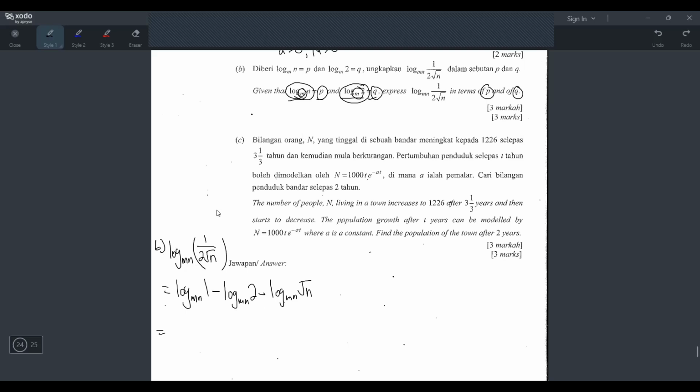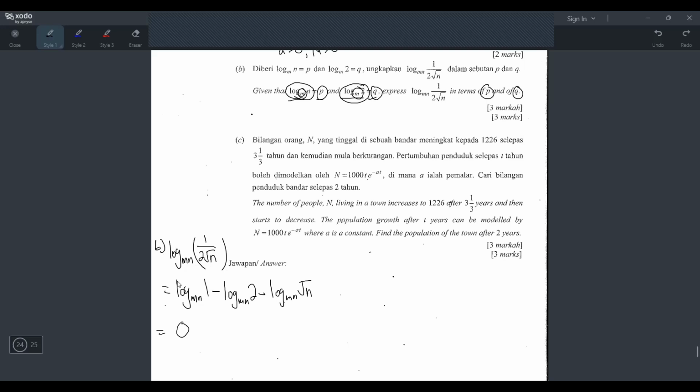Of course, if some students want to change base first, then separate the log, they can also. You will end up with the same thing. All right. Okay. Log 1 base mn is 0. Remember, if you log 1, we don't care about the base. If it's log 1, any base will be 0. Okay, you can try your calculator.